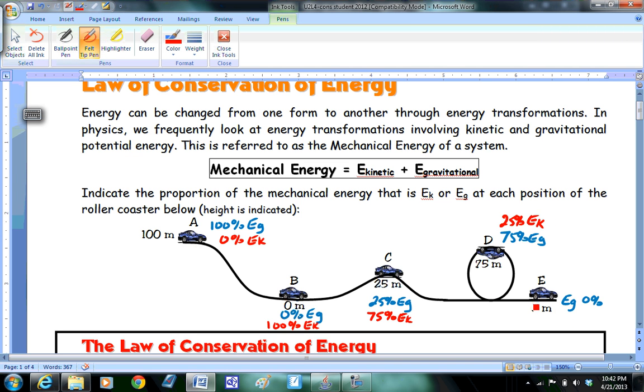And at the bottom, all the energy ends up as Ek again. So you can see here that the total is always 100% energy. What's happening is energy is transferring between the two different forms. Now the total energy, we're going to call it mechanical energy. So the total mechanical energy is constant in the system, and it's going to be composed of kinetic and gravitational, and it can change back and forth between the different forms.